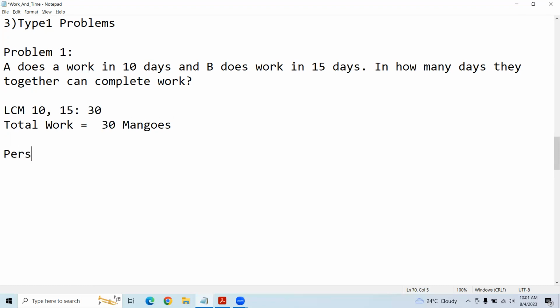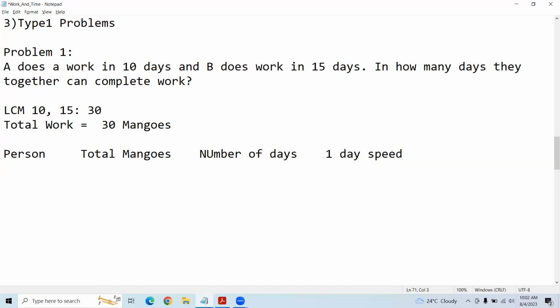So first we will put the person. So we have A and B over here. Then we will put total mangoes, how many mangoes we have. Then we will put the number of days. It might be number of days, it might be number of hours. Sometimes they will give you A does work in 10 hours and B does it in 5 hours. So at that time, you might need to consider hours over here. For now, they have given days, so we are considering number of days. And then you have to calculate 1 day speed.